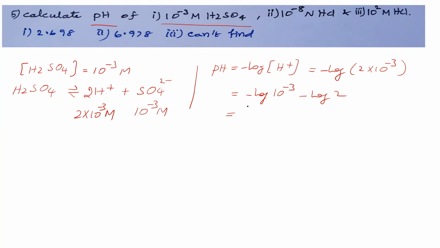The minus 3 comes before, therefore plus 3. Log 10 is 1. Log 2 is 0.3010. Now we will subtract this. We will get pH 2.698, okay, we got the pH of the solution. Sorry, 2.699. Next sum we will take.